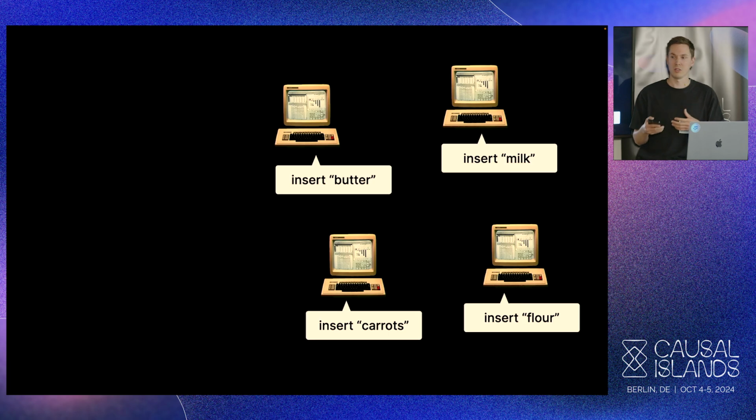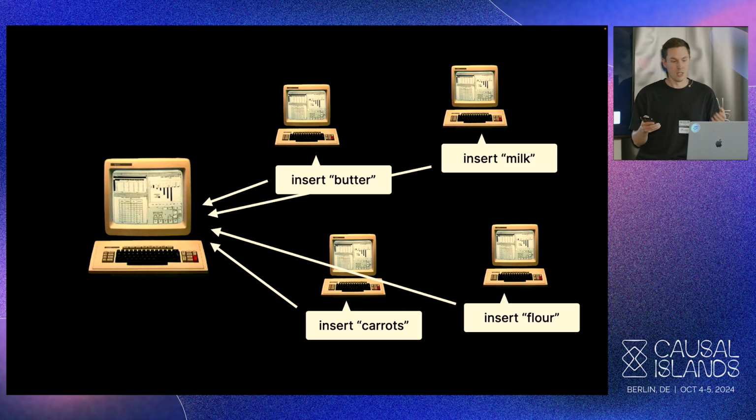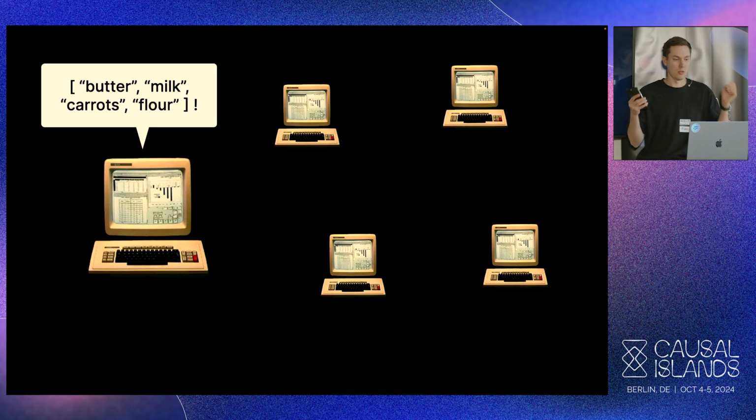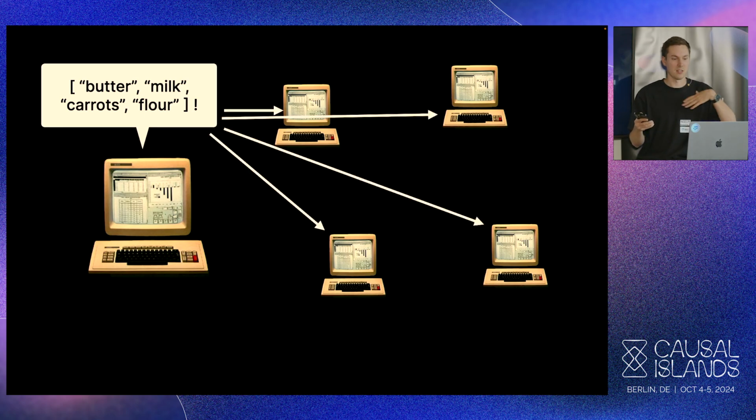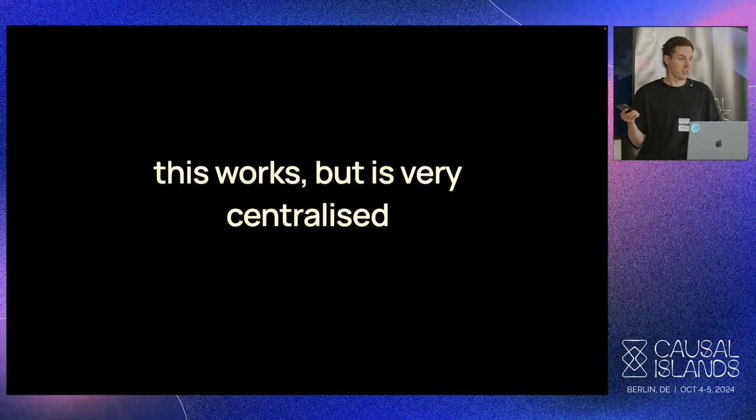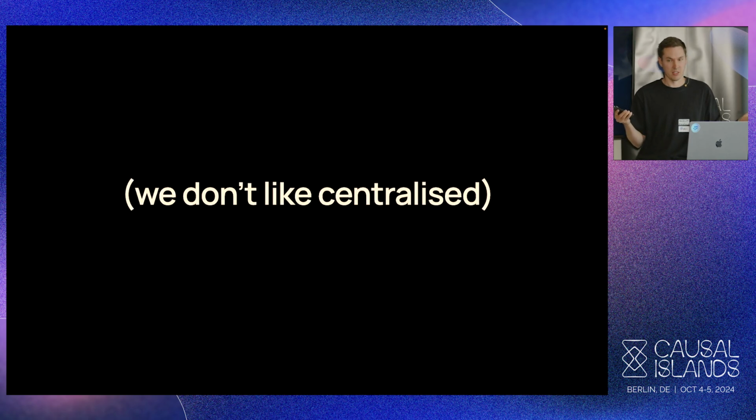And the way we typically build apps that have any kind of shared state between users is we have a central machine that receives all of these things. It decides what order they came in. And then it's like, look, this is the state now, and that gets distributed to everyone, right? And this works great, but it's very centralized, and we don't like centralized around here. So let's try to build something different.